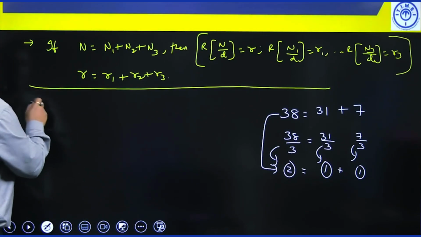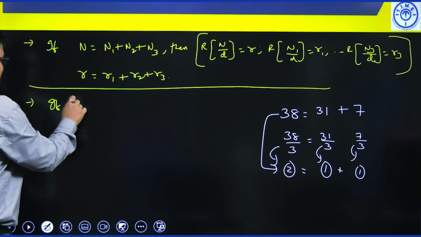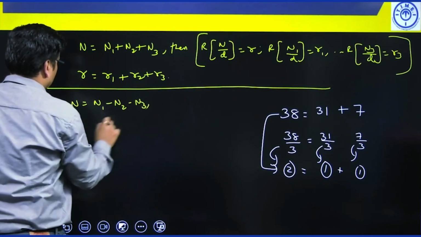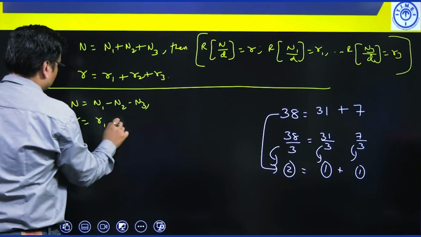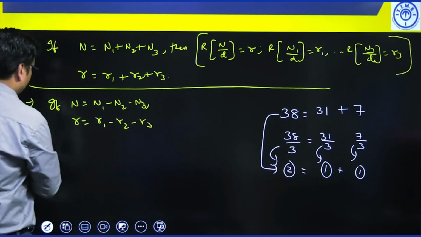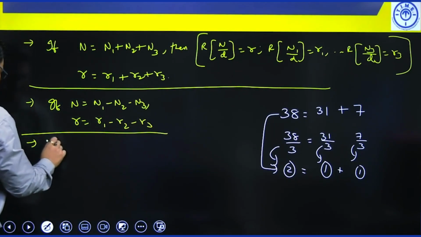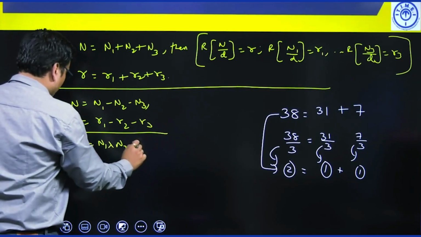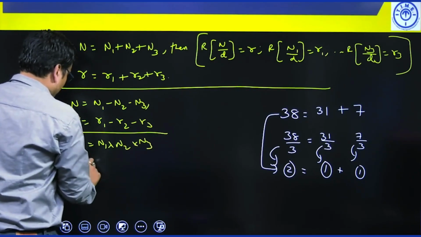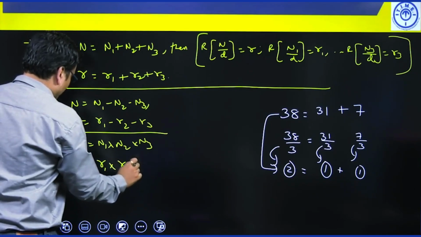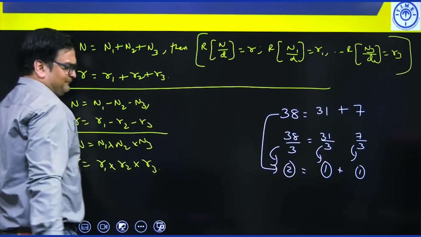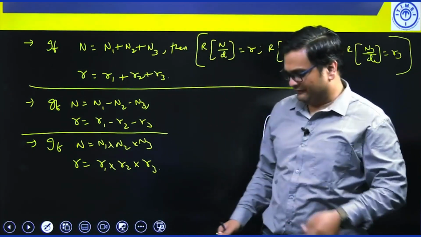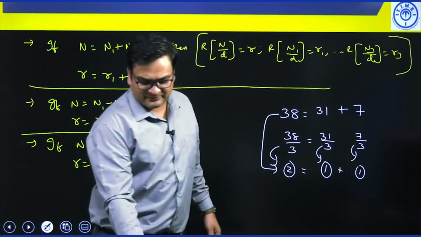Now there is a similar rule that I'll write down directly. Then R will be equal to, and similarly, if I have n equal to n1 into n2 into n3, R will be equal to R1 into R2 into R3. So these are some basic properties that we have for remainders.